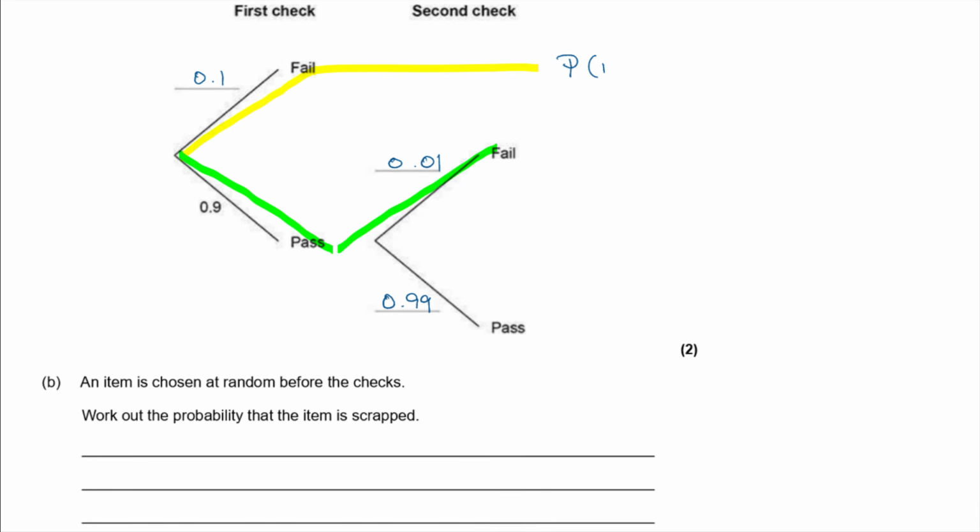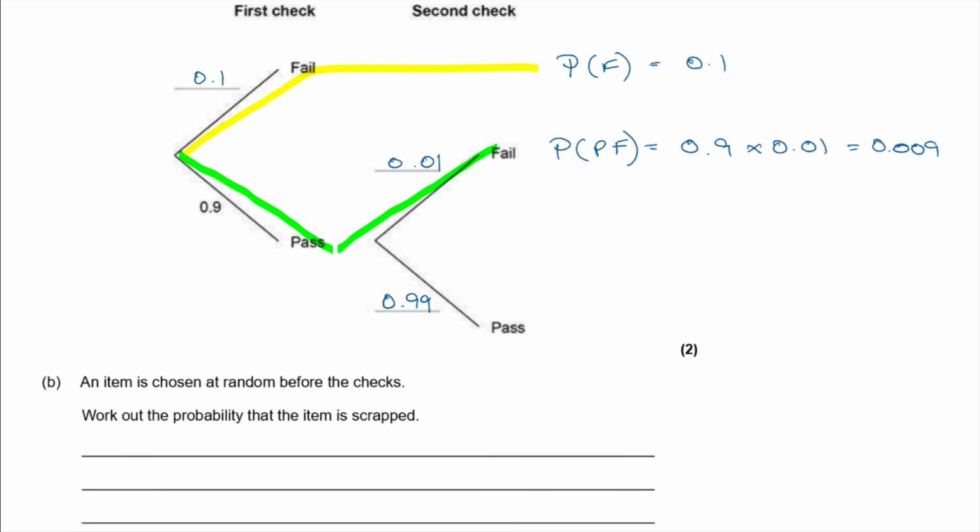So what's the probability of fail? Probability of fail is just 0.1, it's the yellow route. And what is the probability of pass and then fail? That's going to be, following the route down, 0.9 times 0.01, isn't it? 0.9 times 0.01. Okay, so times them through by 100th, that's going to be 0.009 then. I'm going to get that for that one.